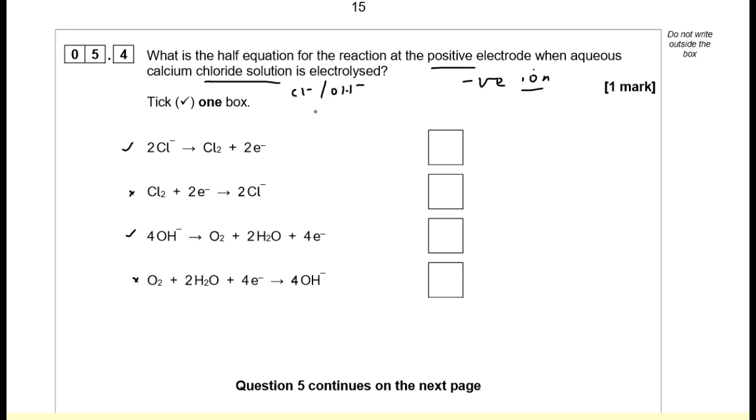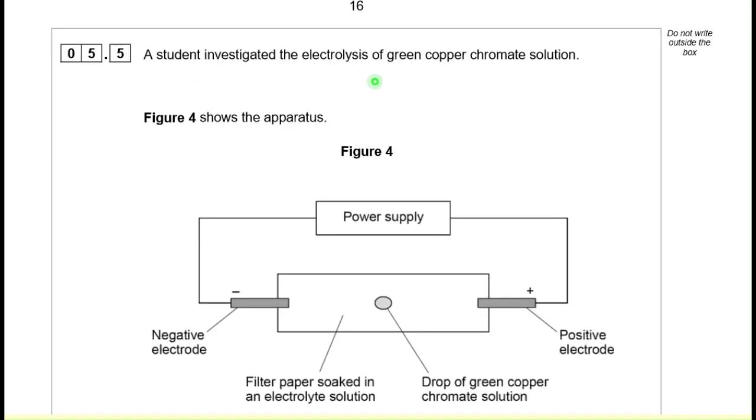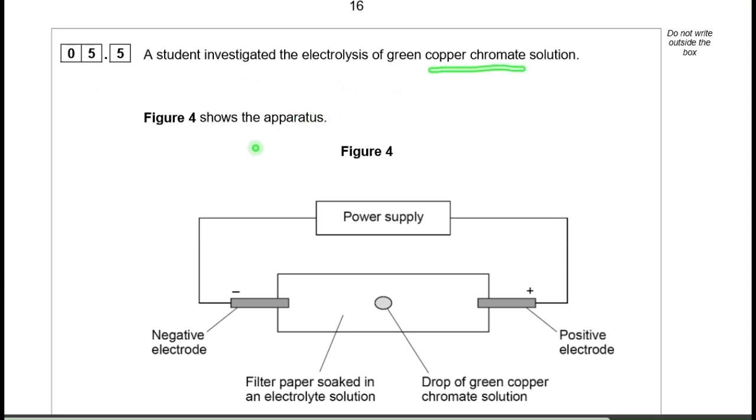2Cl- goes to Cl2 plus 2 electrons. So to get 1 mark for this question, tick the first box. Over the page, 5.5, a student investigated the electrolysis of green copper chromate solution. Figure 4 shows the apparatus.